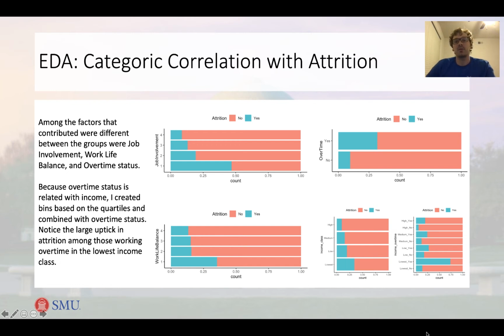Whenever I was looking at categoric correlation, I created relative bar charts. I found that job involvement, overtime status, and work-life balance were all pretty significant for classifying attrition values. What was really interesting was whenever I went in and created bins for income class. I took the monthly income and created a lowest, low, medium, and high income class where we could see a little bit more clearly the separation amongst the attrition and non-attrition employees. Where the real magic started to happen was whenever I combined the income class with overtime status. You can see here that the lowest bin with the overtime status of yes actually had about 75% attrition, which is a great indicator for our model.